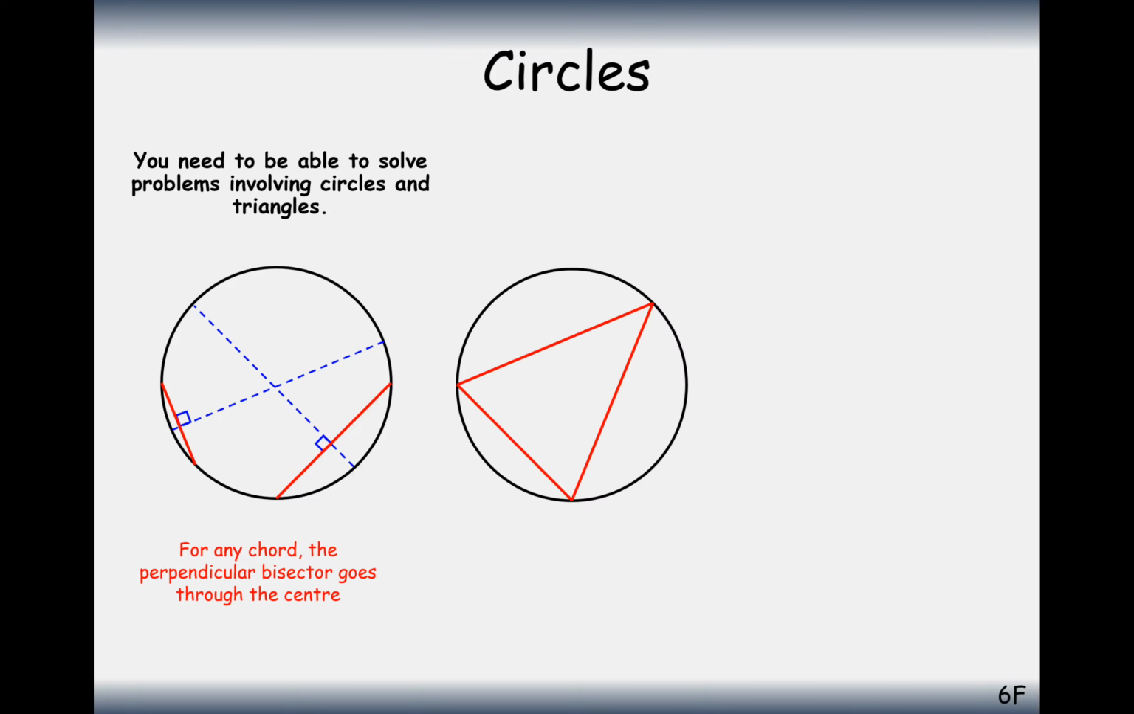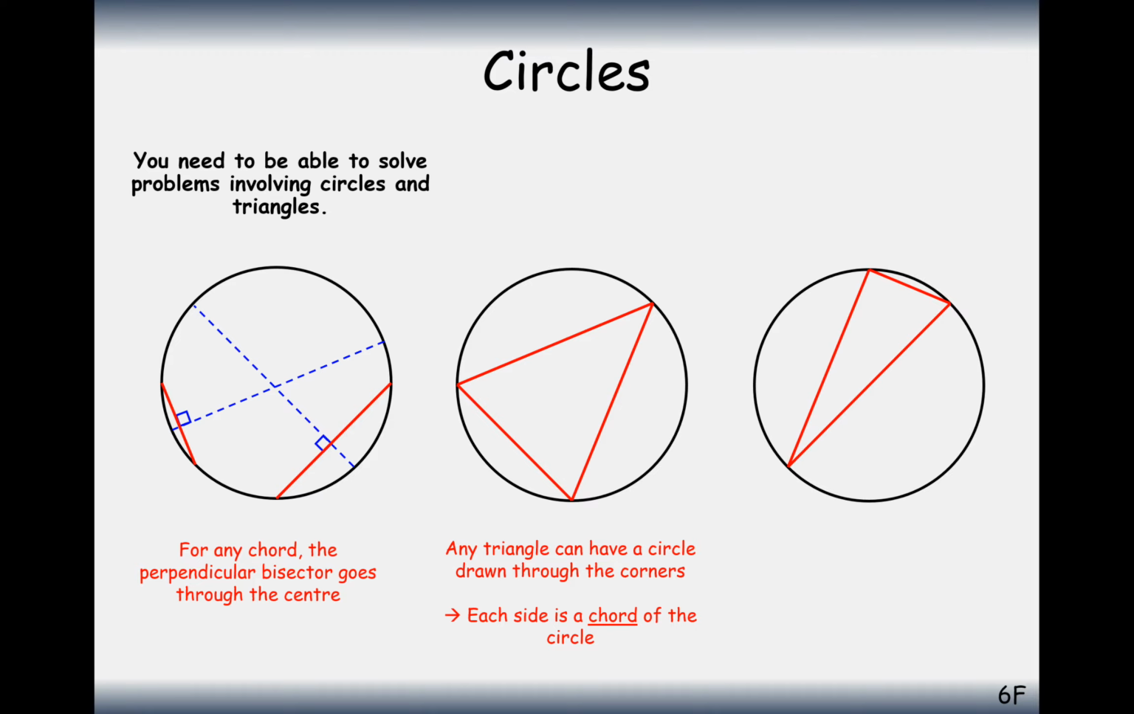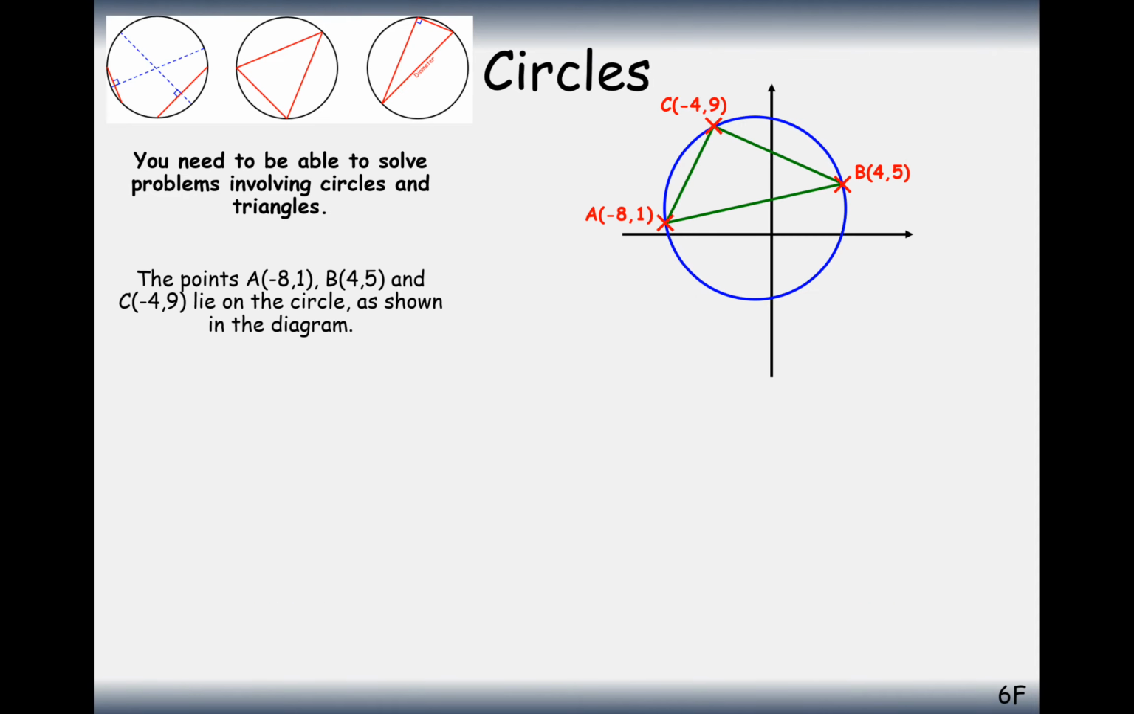In addition, any triangle can be described inside a circle, and each side of that triangle is a chord. And a right-angled triangle will always pass through the centre of the circle, so one of those lines will always be the diameter. So let's use that third circle theorem there to answer a question here.